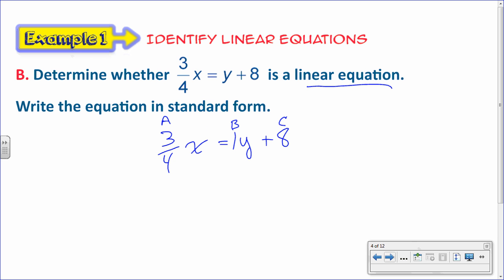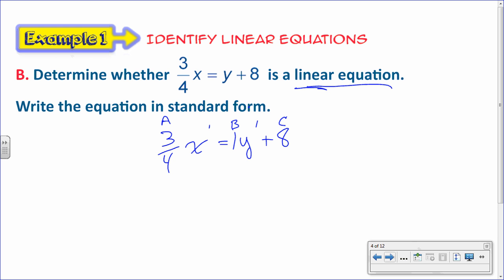Is X raised to the first power? Yep. Is Y raised to the first power? Yep. Is it linear? Yes. I thought those were fractions. If it's a fraction, it can be a fraction. Here's the next part of the question. Does everybody know what I'm fixing to ask? Is it in standard form? No. So again, is it linear? Yes. Is it in standard form? No. Okay. So once we determine it's linear, then we can write it in what? Standard form.